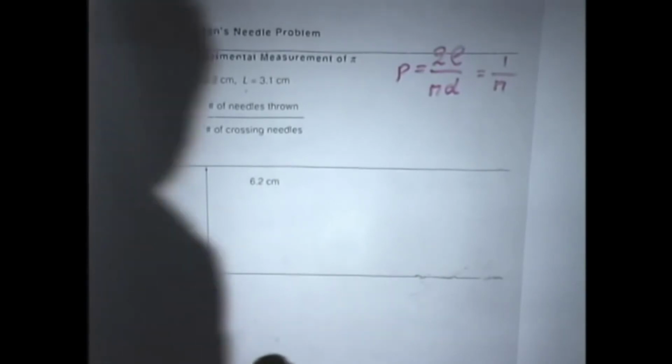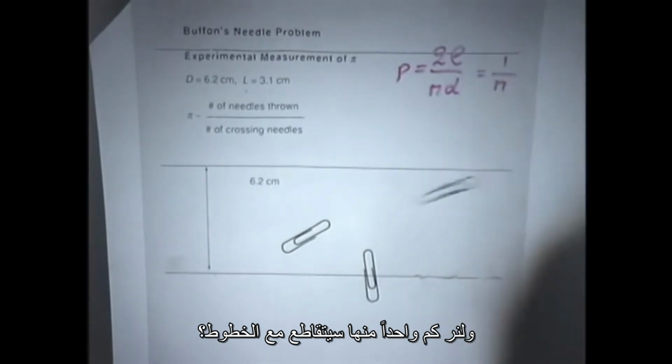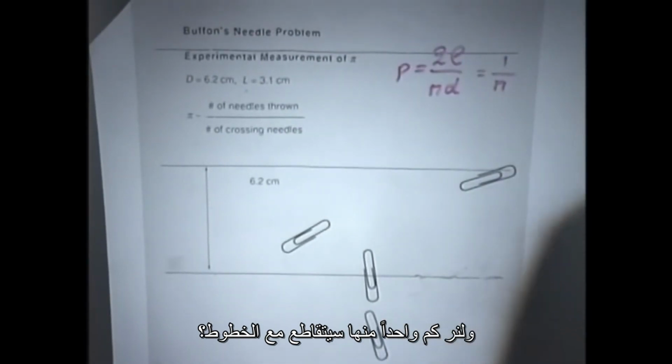So I need needles that are 3.1 centimeters long. I couldn't find such needles, but I could find paper clips that are 3.1 centimeters long. So let's start throwing paper clips at random and see how many of them will end up intersecting the lines.